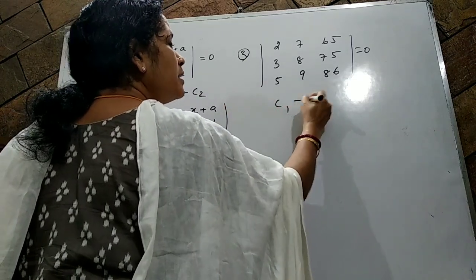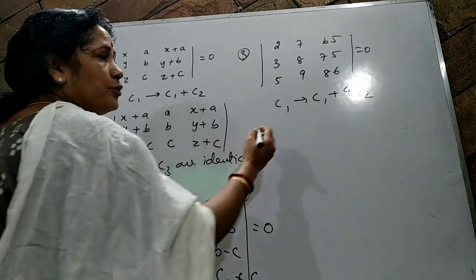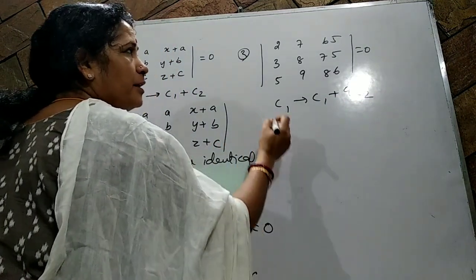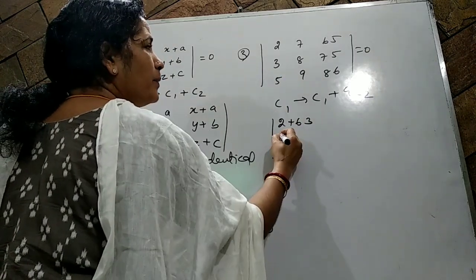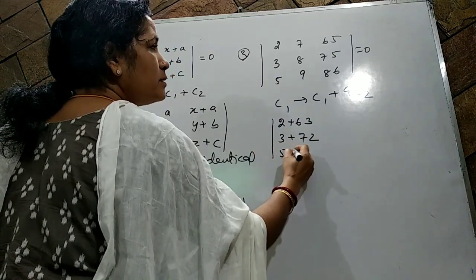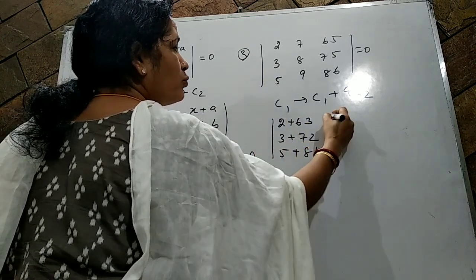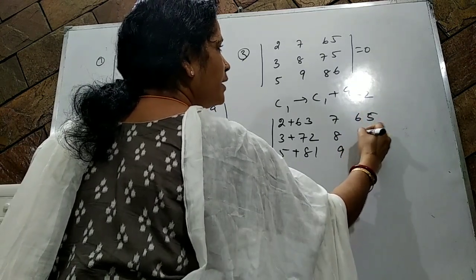C1 can be written as C1 plus 9 into C2. Now do it: C1 plus 9 into C2. 2 plus 63, and then 3 plus 72. Now 5 plus 81. Now 7, 8, 9, 65, then 75.